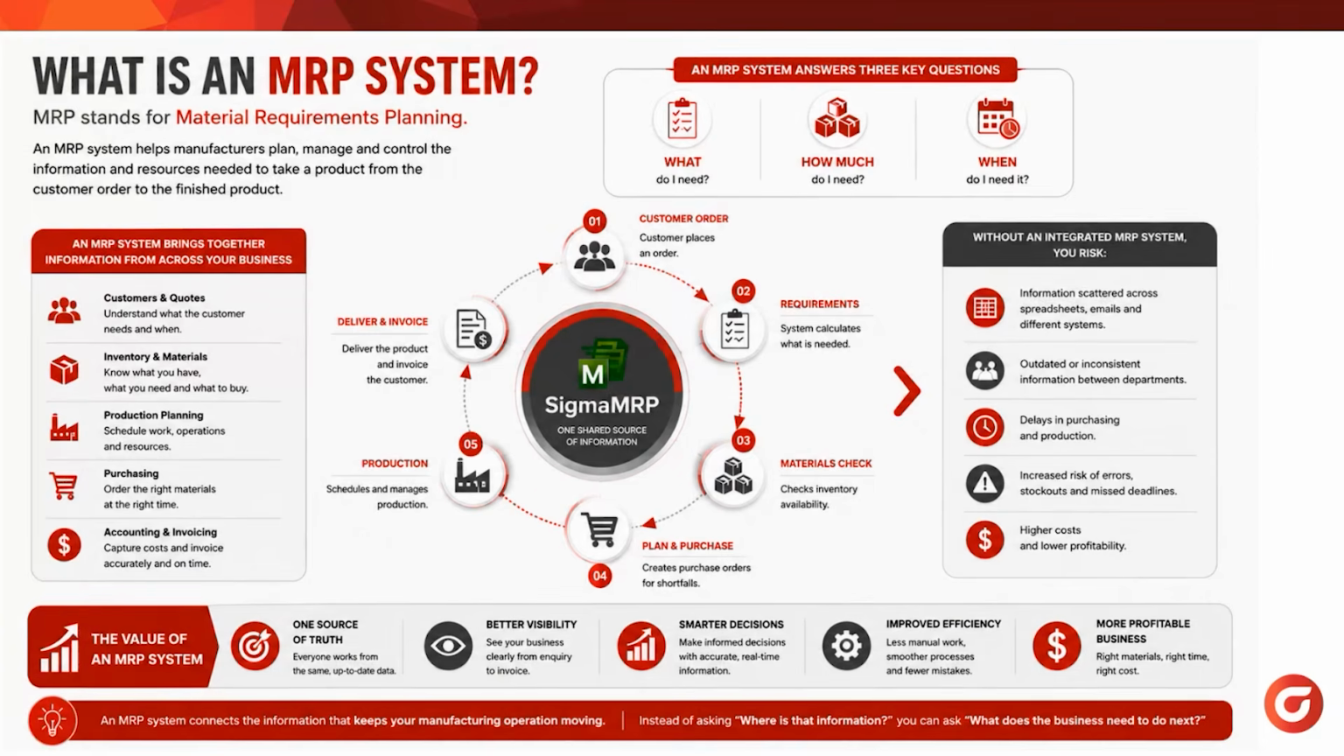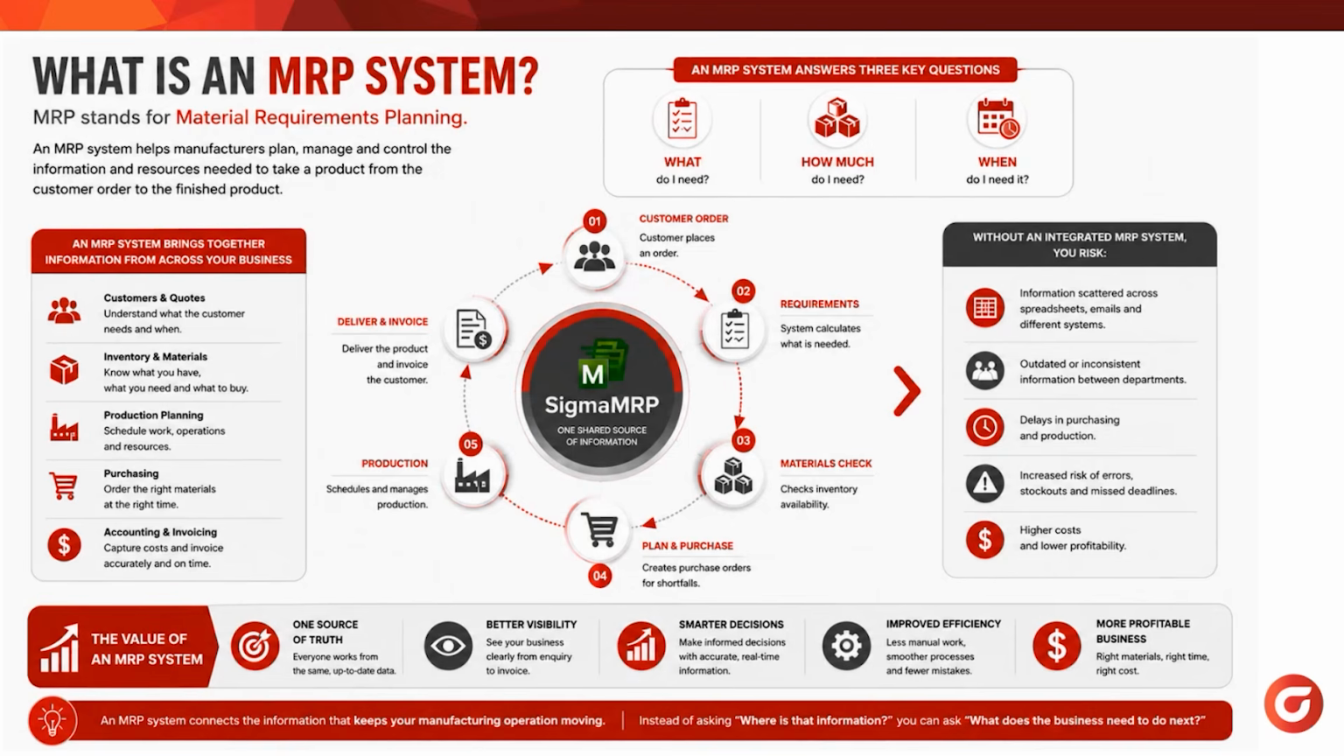So before we get into this, what is an MRP system? MRP stands for Material Resource Planning. And at its most basic level, an MRP system helps manufacturers answer 3 important questions. What do I need? How much do I need? And when do I need it? But modern MRP systems go way further than simply managing materials. They bring together information across the manufacturing process, from customers and quotations through inventory and purchasing, all the way to production and accounting.